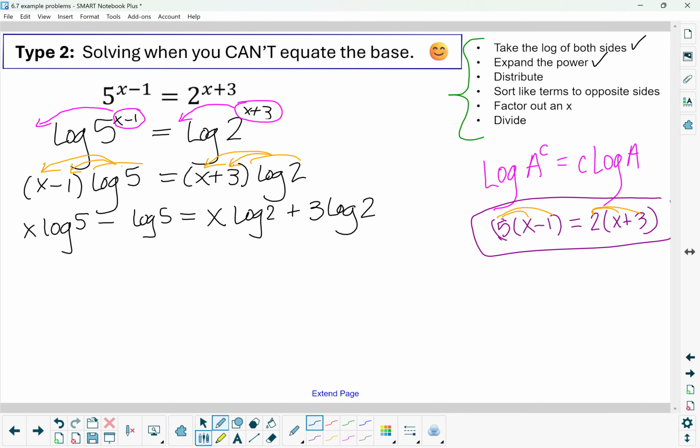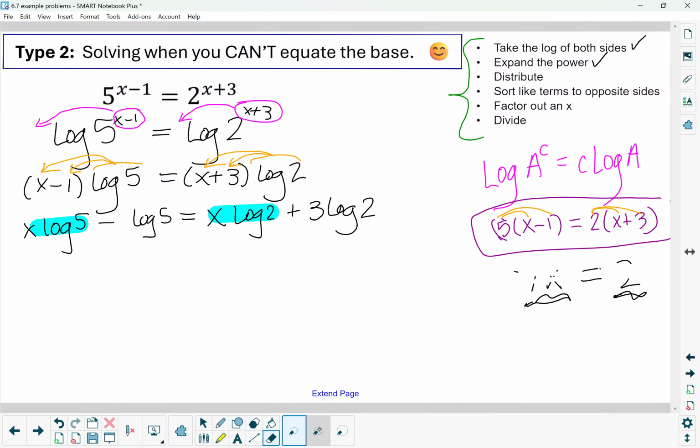Okay, so our goal here, remember, is to solve for x. And right now I have two terms that have x's. I have an x with a log 5 on one side and an x with a log 2 on the other side. I want to get those to the same side of the equation, and then I want to get all the ones that don't have an x to the other side so that it has a form like this. So I have all the x's on one side and all the numbers on the other.